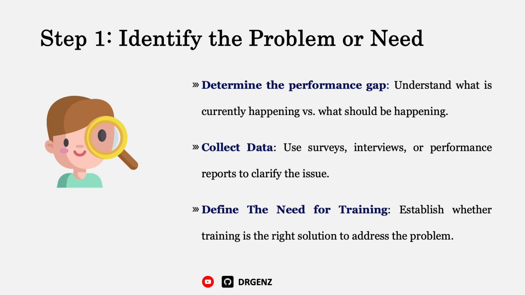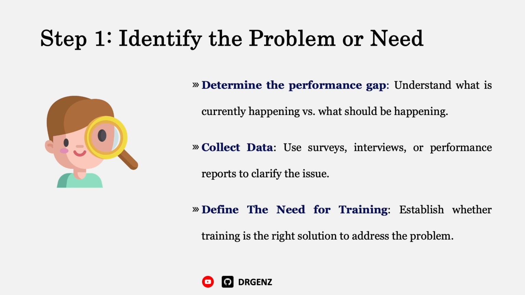Step 1 of the analysis phase in the ADDIE model: identify the problem or need. Identifying the problem or need is a process that ensures training or other interventions are targeted effectively. By doing this, you first of all determine the performance gap. This step involves comparing the current state, what is happening, with the desired state, what should be happening. Now, a performance gap is any discrepancy between what is happening and what should be happening.